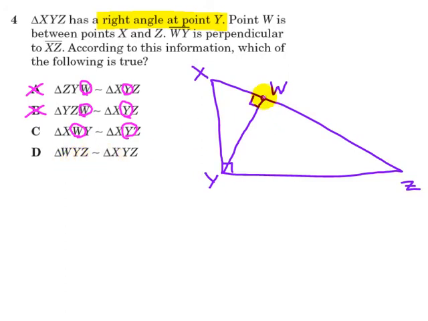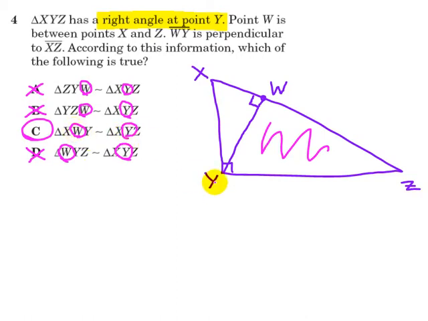WYZ. So on WYZ, that's this one over here. The right angle is at W. XYZ. The right angle is at Y. So the first spot, middle spot doesn't correspond. So that leaves C, the only one that matches.